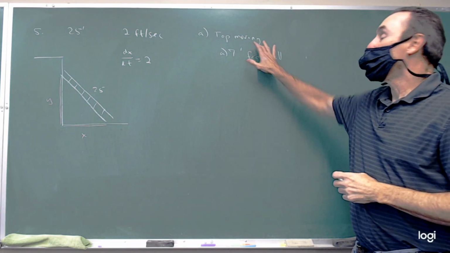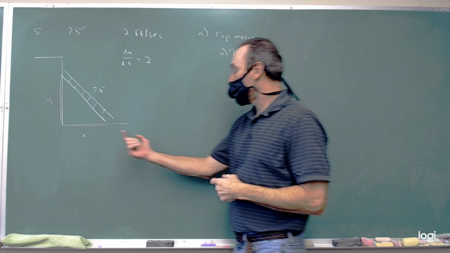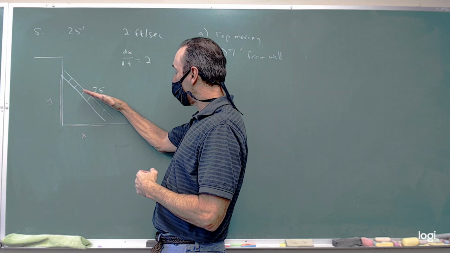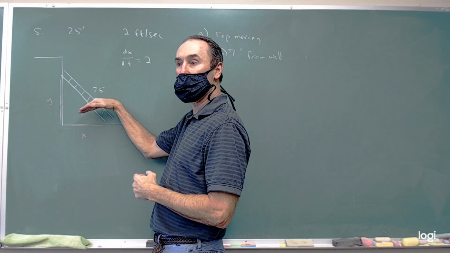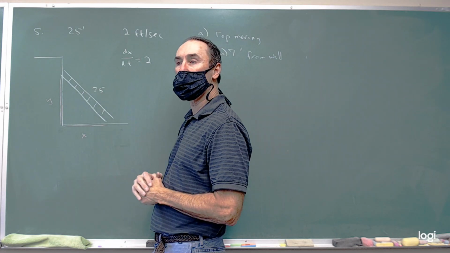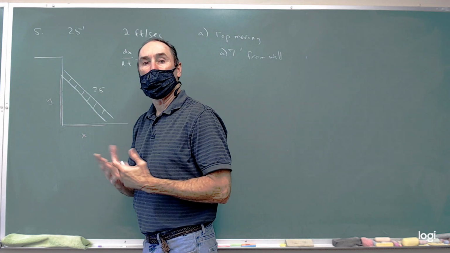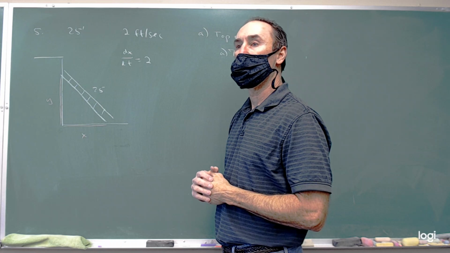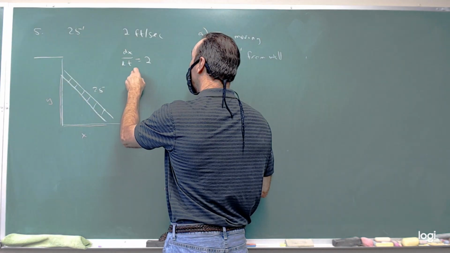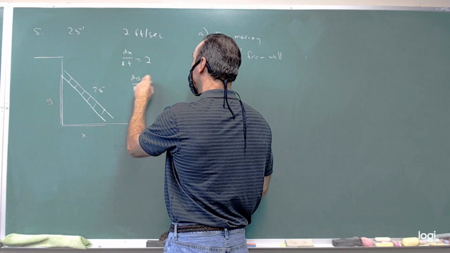And we want to know how fast the top is moving. So as the bottom starts to slip away, of course the ladder's top slides down. So what we're looking for is how fast the top of that ladder is moving down. What are we going to call that? That's dy dt. So we're looking for dy dt.